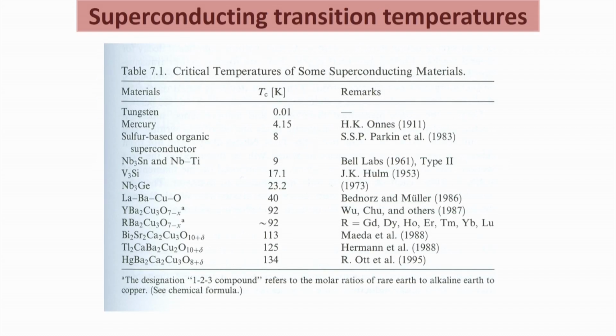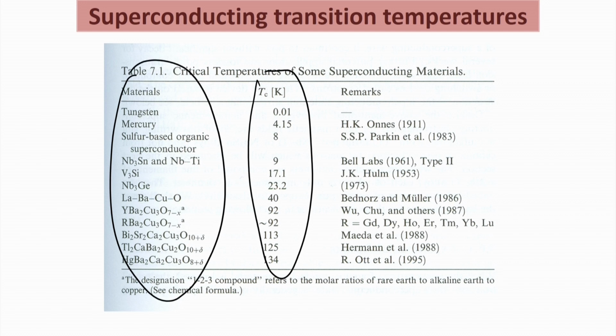Similarly, these are some of the superconducting transition temperatures listed here for materials like tungsten, mercury, sulfur-based organic superconductors, Nb3Sn and so on. You see that suddenly from 23 to 40 there is a large jump, and from 40 to 92 there are large jumps and so on. These are the high Tc superconductors.